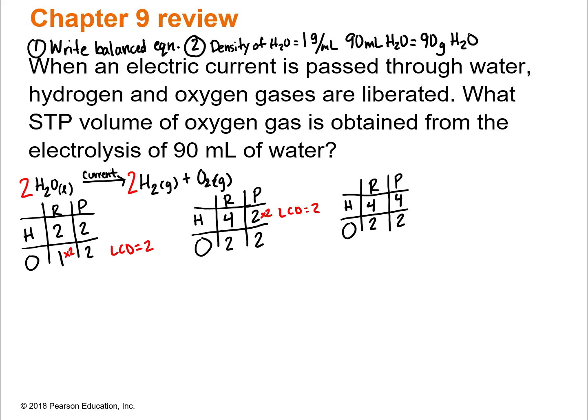Now we can assign the type of problem. We've got a mass of water, and we're trying to get to the volume, which is liters, of oxygen gas. This is a mass to volume question.